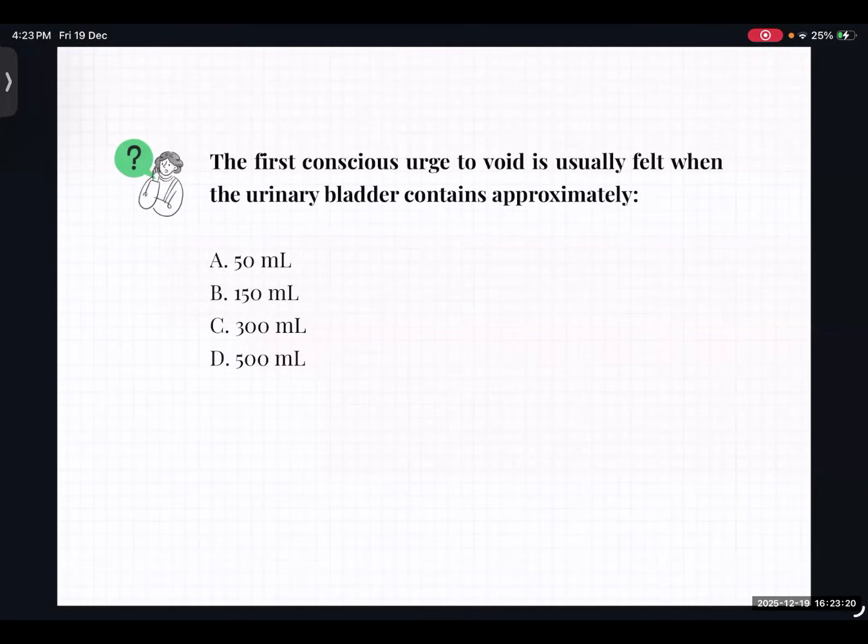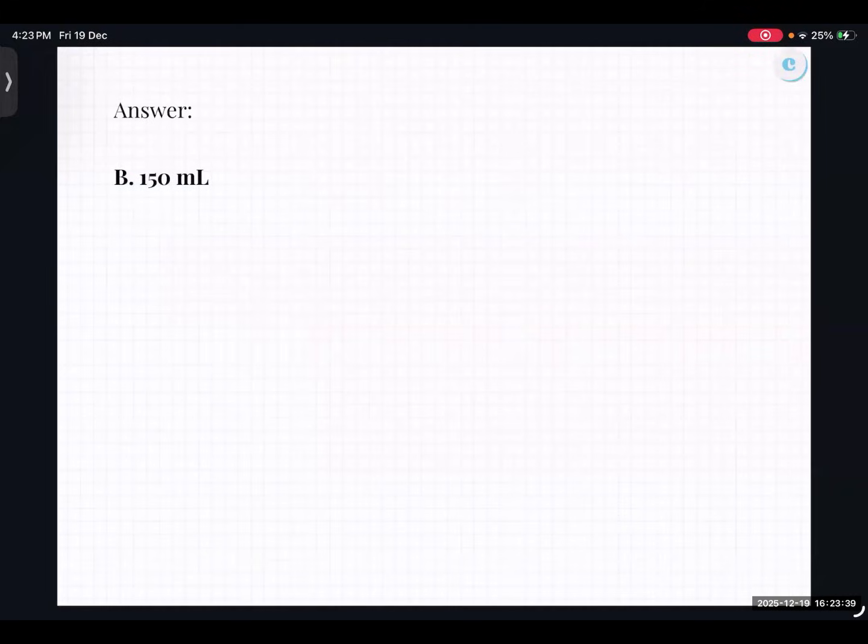But the first repeated question we have was: the first conscious urge to void is usually felt when the urinary bladder contains approximately 50, 150, 300, 500. Oh, wow. You guys have done your reviews already. It is indeed B. It's 150 milliliters.